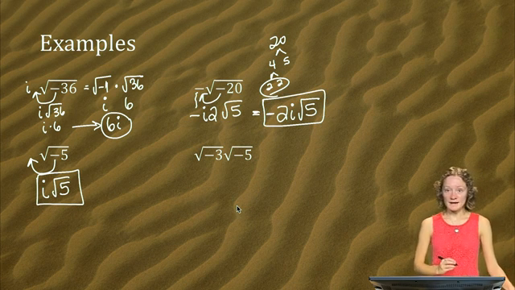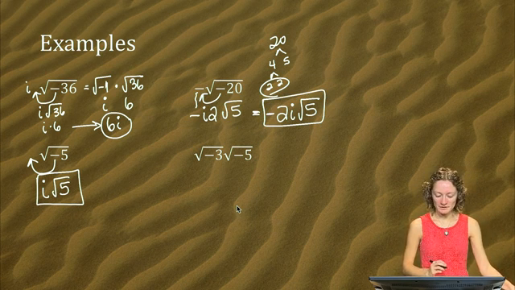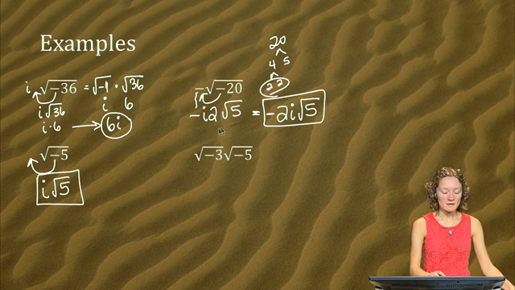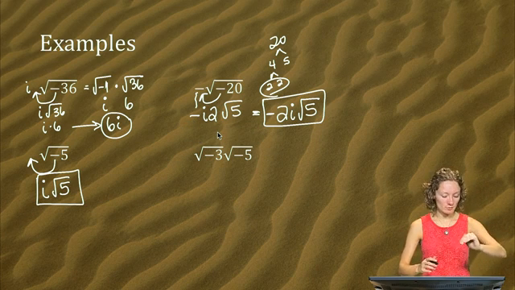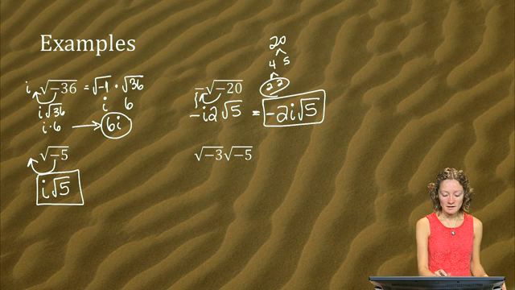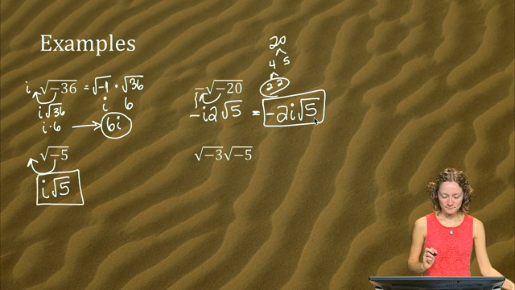So this is what negative square root of negative 20 would simplify to. That negative on the outside remains, it's just carried along throughout the entire problem. The negative inside comes out as an i, and then the square root of 20 simplifies to 2 root 5.